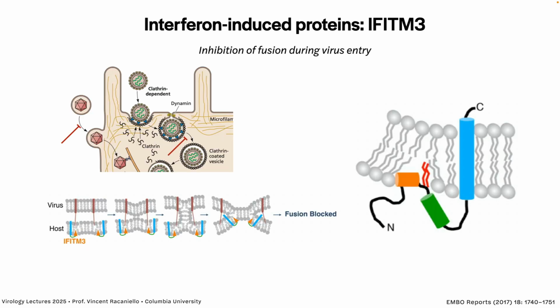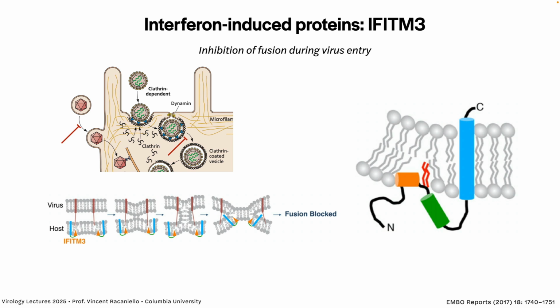This is another cool one, IFITM3. It inhibits fusion. So IFITM3 is this protein shown on the right here. It is so strange. So it has a transmembrane domain. That's the phospholipid bilayer of the cell. It's a transmembrane domain. And then it has some lipids attached to it, which stick in the membrane. And there's another part of the protein here, this orange part, which disrupts the membrane and prevents fusion.